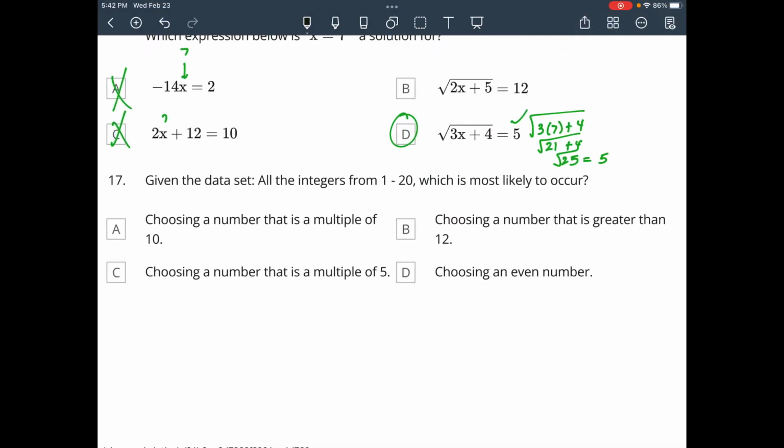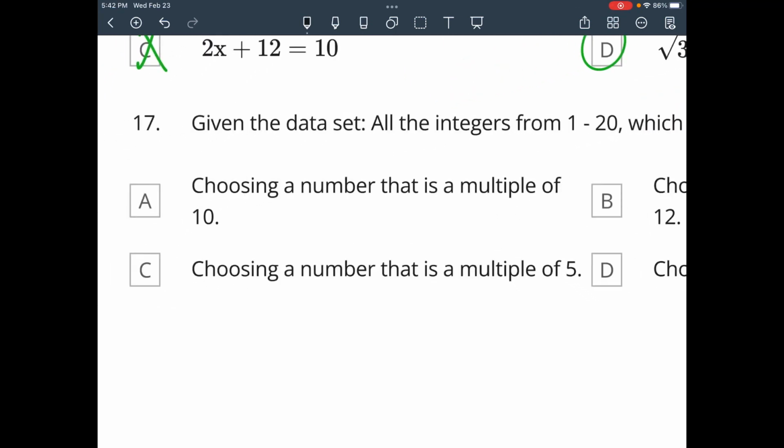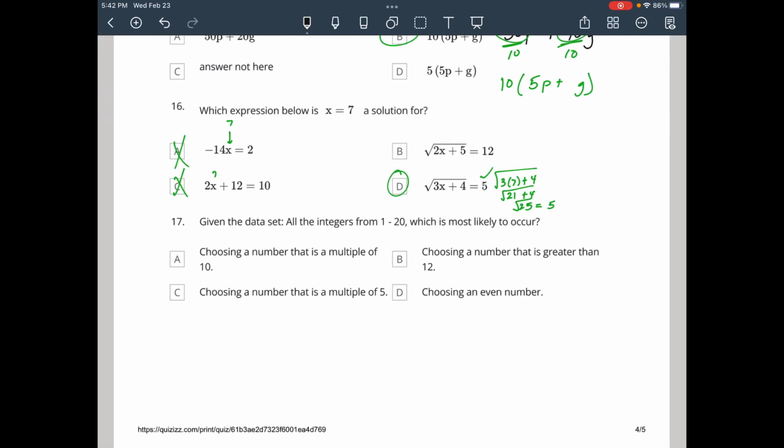Number 17. Given a data set, the numbers all the integers from 1 to 20. What does that mean? That just means all the numbers 1, 2, 3, 4, 5, 6, all the way to 20. That's what it means, okay? So if you had all those numbers, which one is more likely to happen? Well, letter A says choosing a number that's a multiple of 10. Well, the only numbers that are multiples of 10 in the numbers 1 through 20. Maybe I should write down the numbers, it'll help. 1, 2, 3.